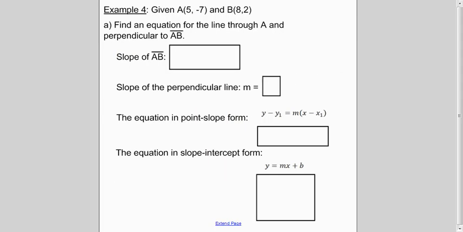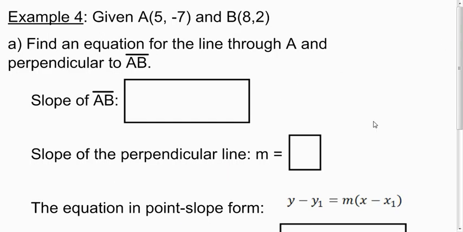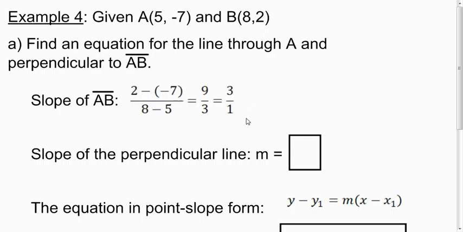In this example, let me zoom back in. When we calculate the slope, we do not get 0 or undefined. What do we get in this case? We get 3, or 3 over 1. And so if a line's perpendicular to it, its slope would be -1/3. Right? Take its reciprocal and take the opposite sign.